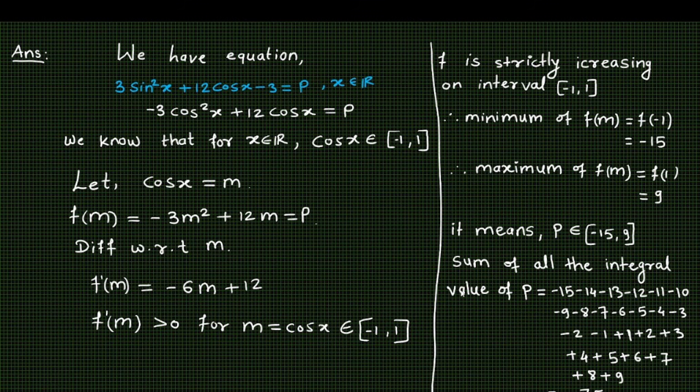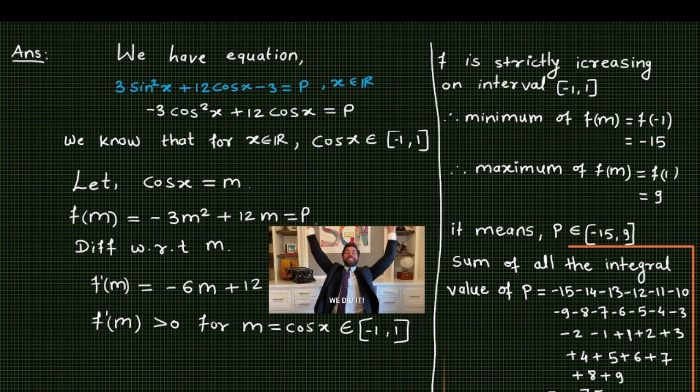Don't waste time adding every single number. The positive numbers from 1 to 9 will completely cancel out the negative numbers from −1 to −9, and all you are left with is −15, −14, −13, −12, −11, −10. And adding these, we will get −75. And this is our final answer.